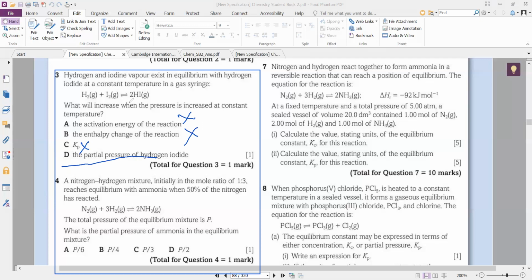Why does the partial pressure of hydrogen increase? There is no effect on pressure here because there are the same number of gas molecules on each side. But the partial pressure of hydrogen, partial pressure is mole fraction times total pressure. If you increase the total pressure, partial pressure will increase. So the partial pressure of hydrogen iodide will increase and also the partial pressure of H2 and I2 as well. No net effect. Everything will increase.